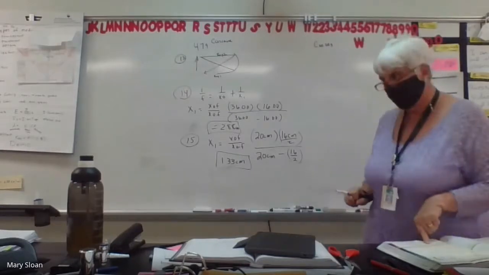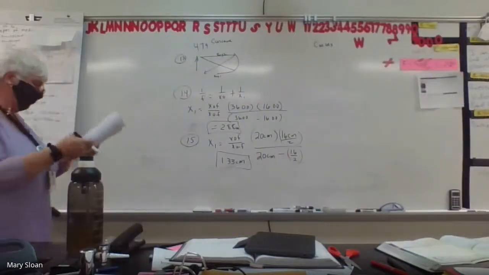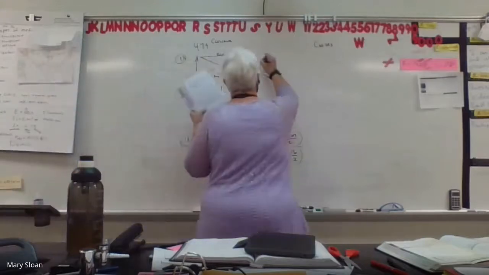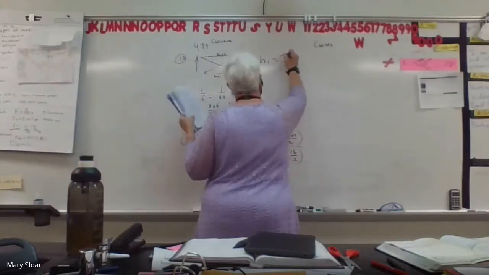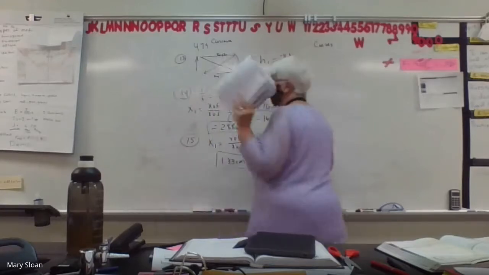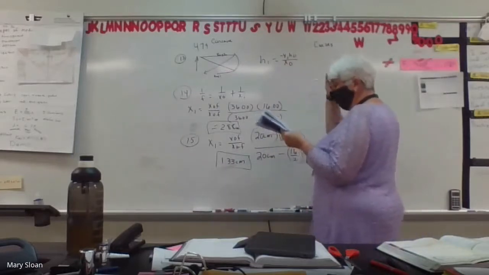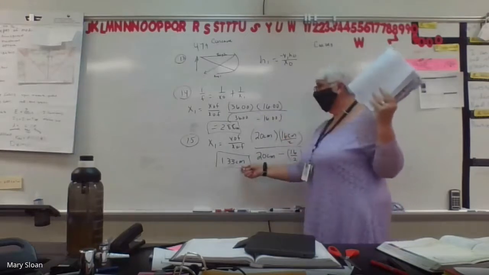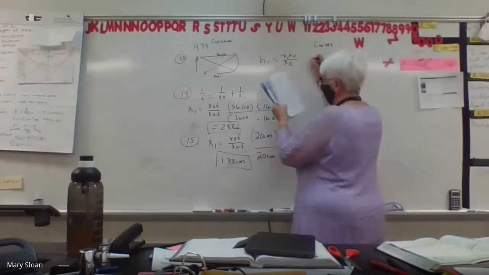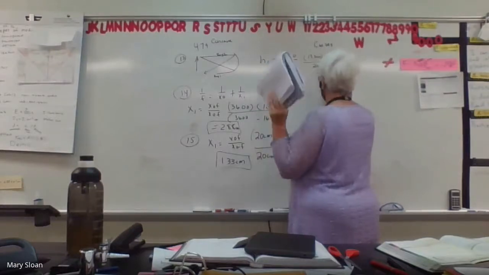The other one is your image height. So for your image height, you're going to do HI equals negative XI times HO over XO. Based on that, we're going to take the same numbers we had before. We're going to use our total here, which is 13.3 centimeters, multiply that by 3 centimeters, and divide that by 20 centimeters.